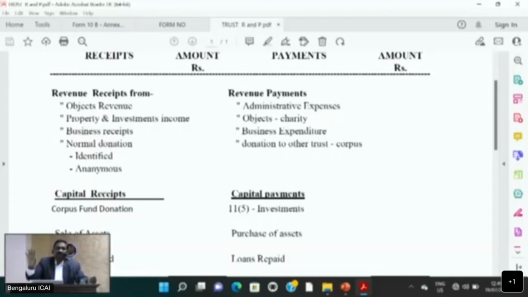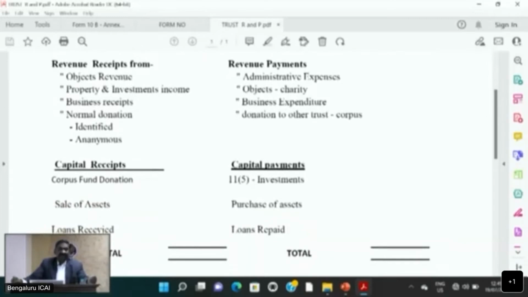So the receipts and payment account, first I am converting the vertical receipts and payment account into a horizontal two. Top portion is revenue, bottom portion is capital. This revenue I have further bifurcated into revenue from main objects, like students' tuition fees, let us say patients' fees in a hospital. So the main operations objects income, one part. Property and investment income: a temple is having shops, rental income; FDs, interest income, second part.